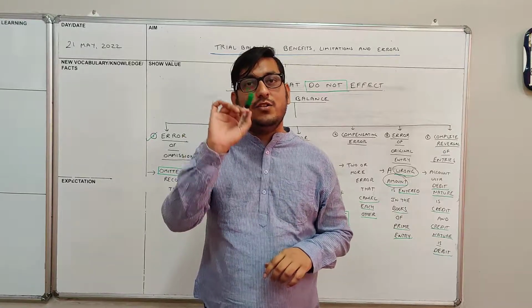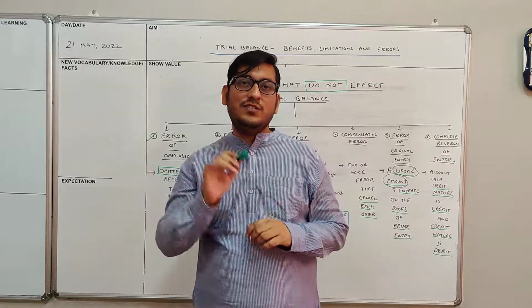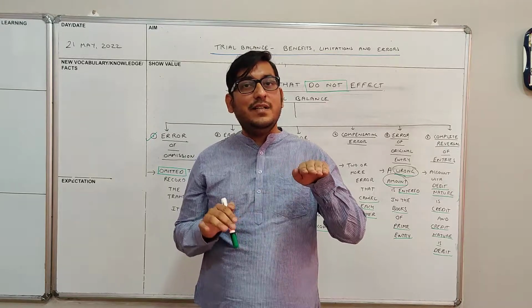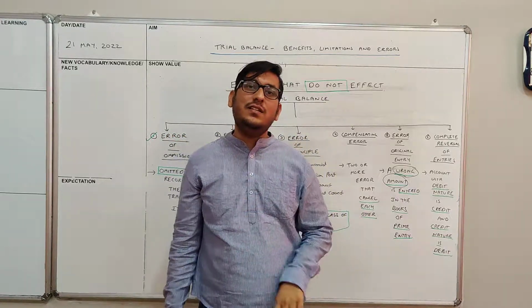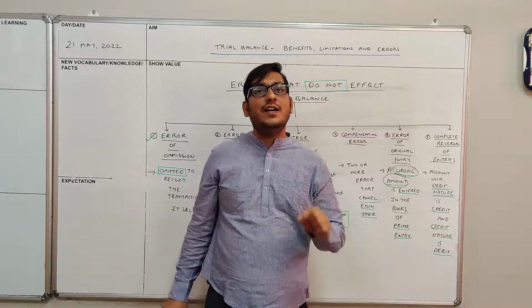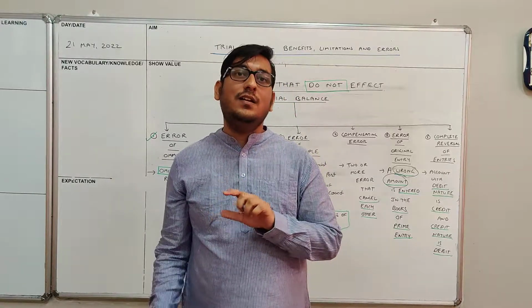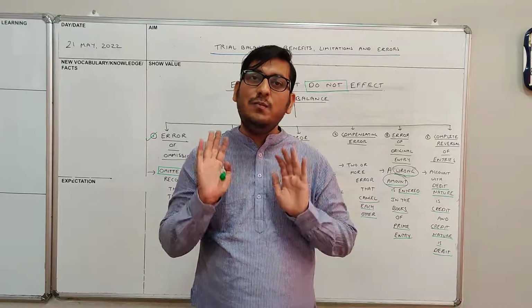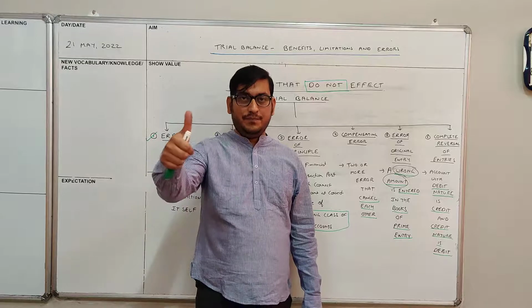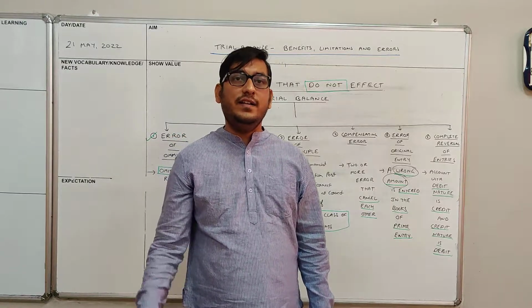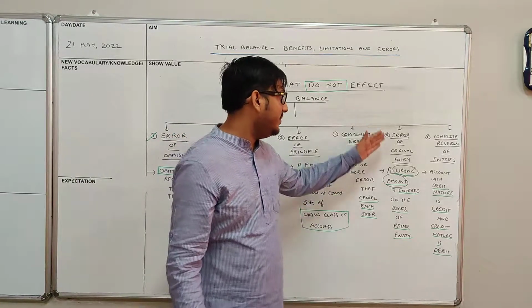I made $100 on debit side, I made $100 on credit side. That means debit matches credit but with the wrong amount. I have to post $10, but instead of $10, I have posted the amount $100. So that means trial balance will match, but error exists. Error of original entry.